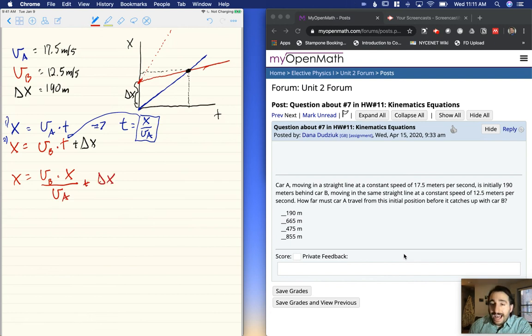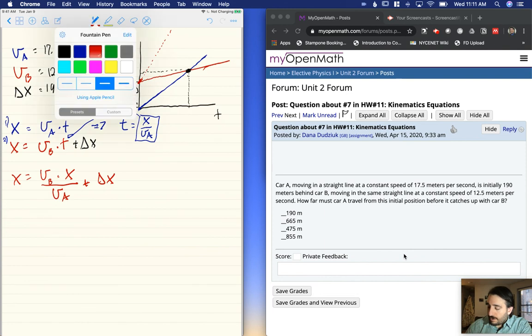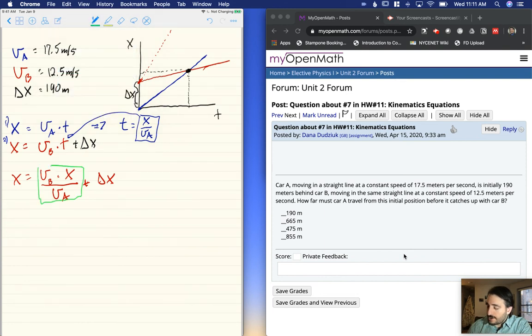Okay. Then I will move this to the other side. And I'm just going to switch to black now. x minus, I'm just going to slightly rewrite this, x times VB over VA equals delta x. Okay, and again, I'm trying to solve for x by itself. These three things are my three given pieces of information. I'll factor out an x. So x times 1 minus VB over VA equals delta x.